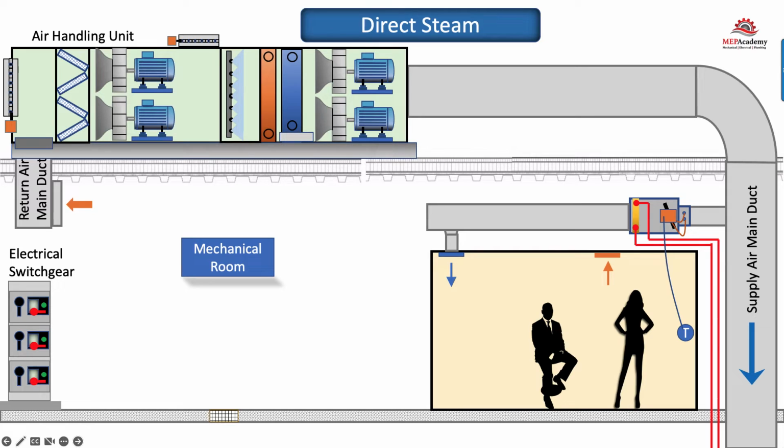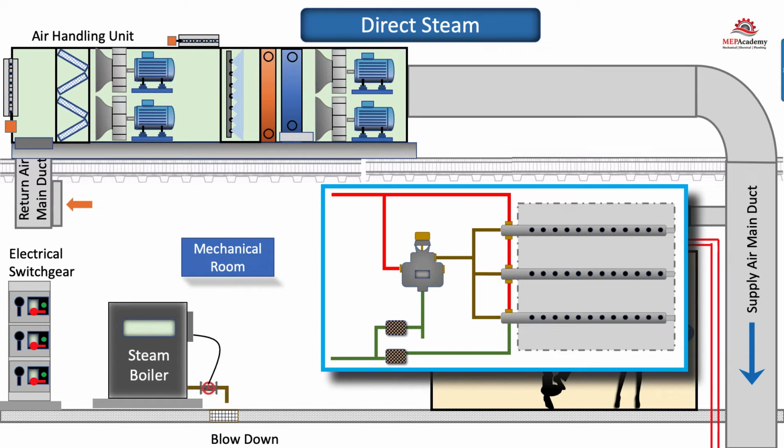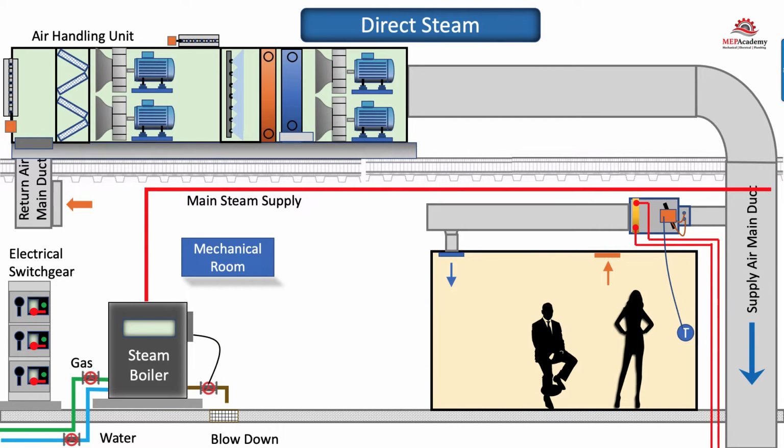First, we'll look at what it takes to provide for a direct steam system. We'll need a steam boiler to provide the steam for humidification. Then we'll need to connect a water line to the boiler and then a gas line for a gas-fired steam boiler. Then we'll need a main steam pipe to distribute steam throughout the building wherever it's needed.